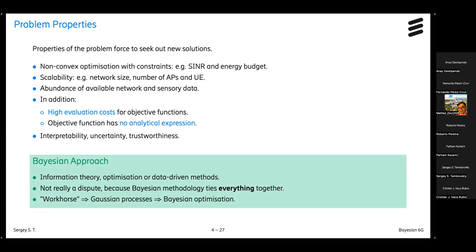To address all those problems and properties, we have the Bayesian approach that ties them all together: information theory, optimization, data-driven methods. We had a dispute two days ago between information theory and data-driven methods, but is there a dispute? Because Bayesian methodology already ties it all together via a probabilistic framework. And of course, we must mention here the work on Bayesian modeling, Gaussian process regression. And in our case, what we're going to utilize is Bayesian optimization.